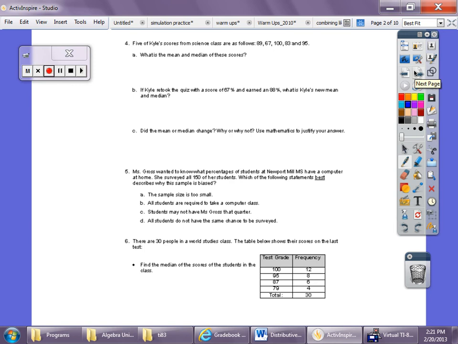5 of Kyle's scores from science are 89, 67, 100, 83, and 96. What's the mean and the median? Well, we can simply find the median by putting our data in order. So we know that the median is 89.